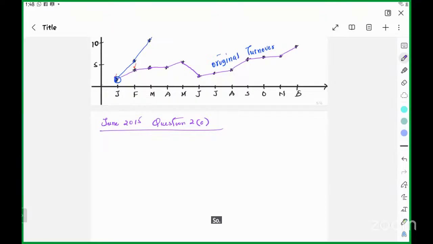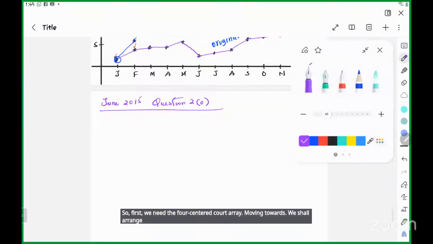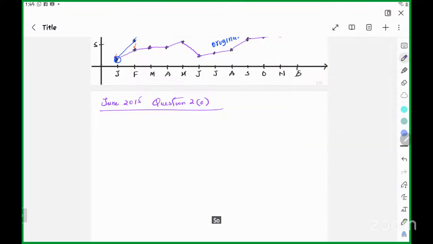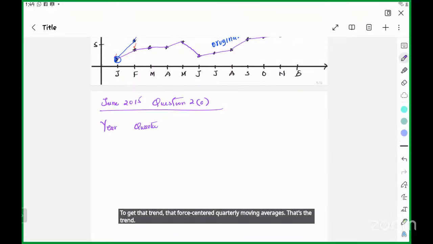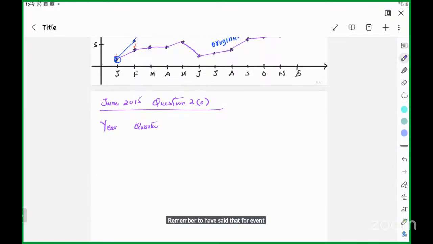So first, we need the four-centered quarterly moving totals. We shall arrange our data. Which sitting was that? June 2015, question 2, part C. So we have the year, we have the quarter. To get the trend, the four-centered quarterly moving averages, that's the trend. Remember what we said, that for even data, the centered averages are the trend values. Okay.